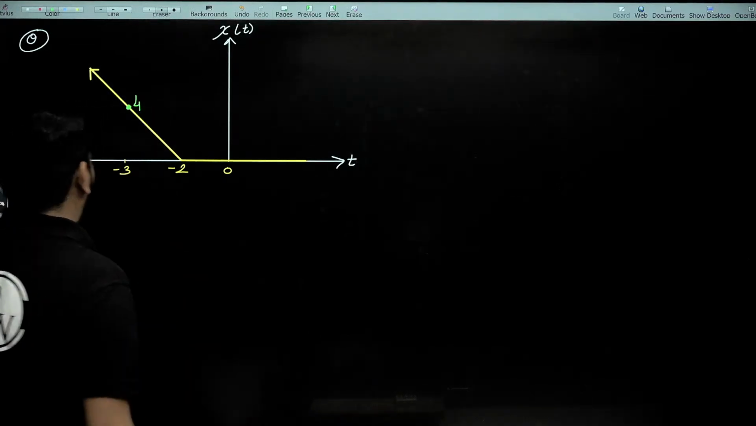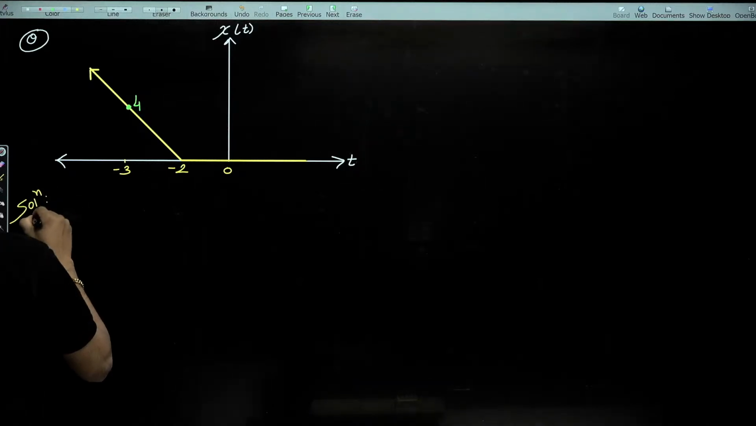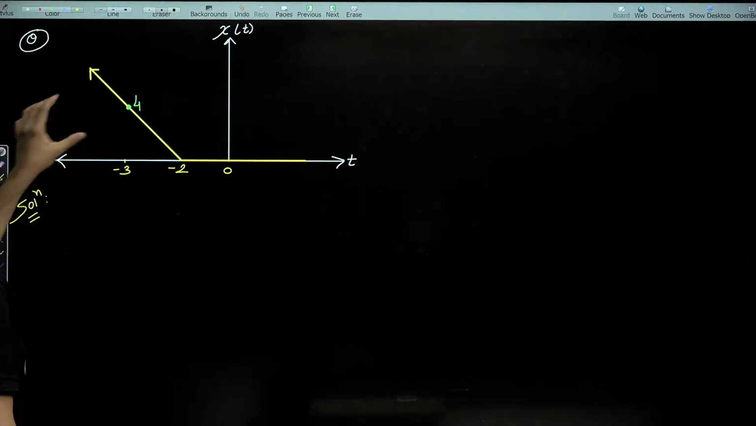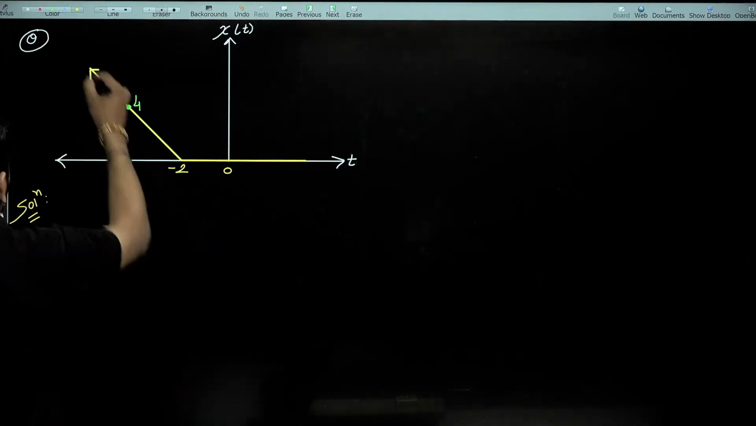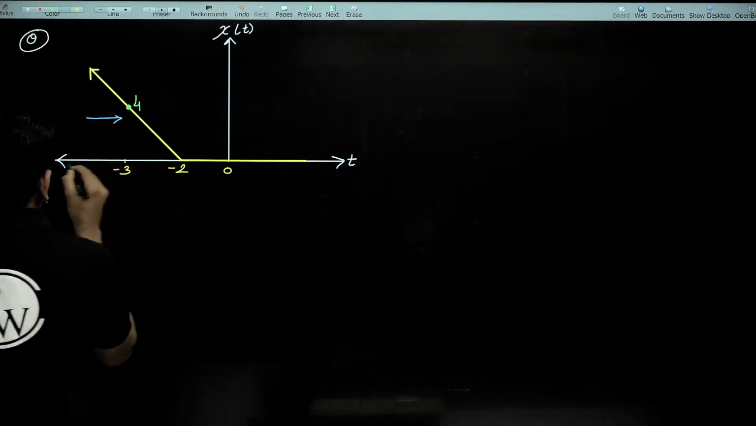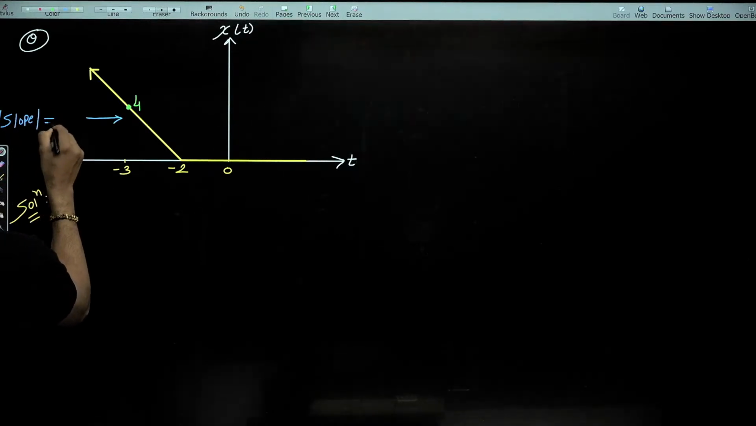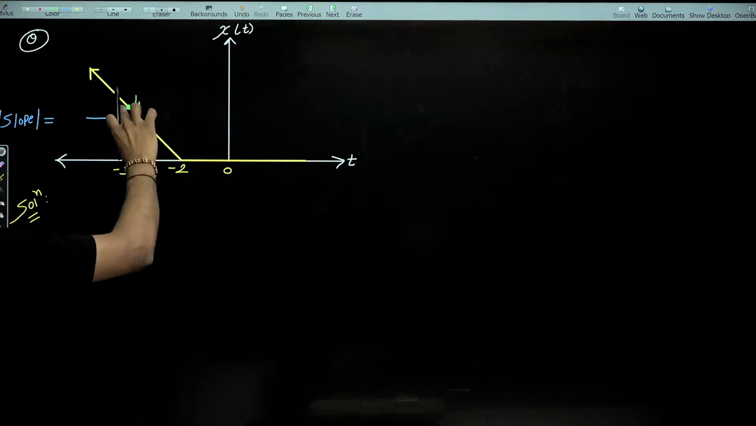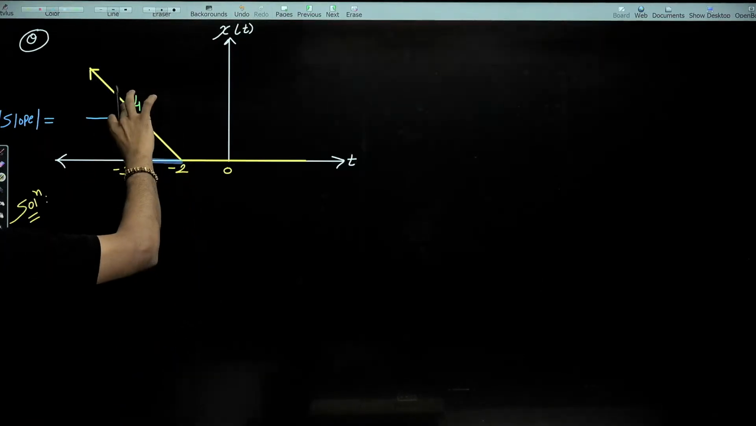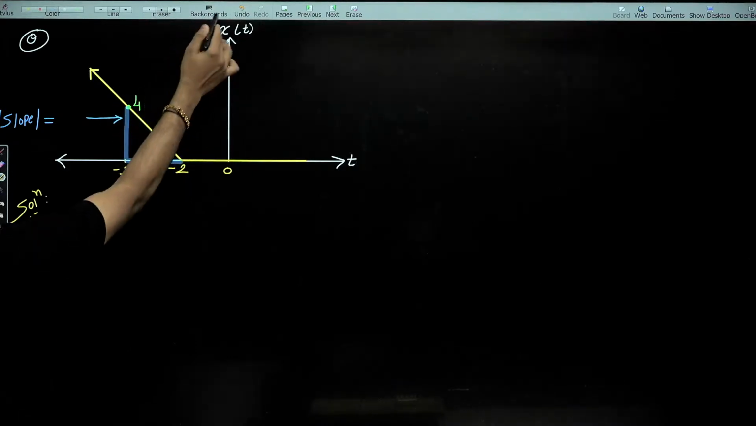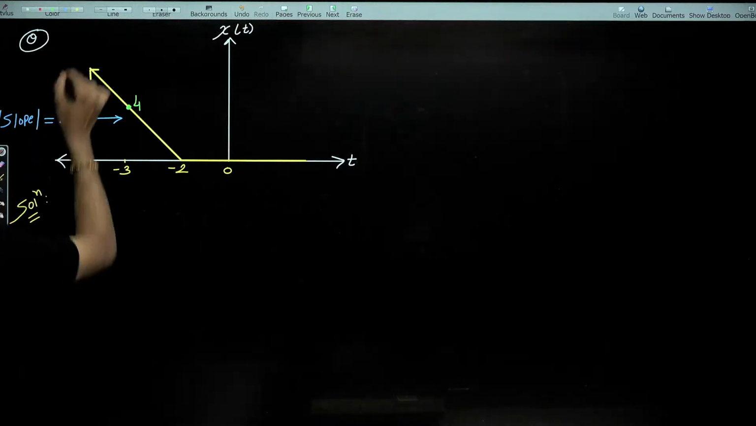Okay. So write the mathematical expression of this graphical representation of the signal. First of all, it is starting from -2 and going towards the left side, so it is a left sided signal. First of all, tell me what is the magnitude of this slope, guys? This is dy and this is dx. dy is 4 and dx is 1. So the magnitude of the slope is 4.